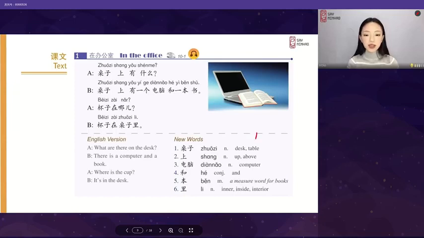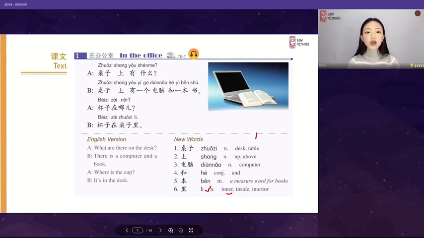桌子上有什么? 桌子上有一个电脑和一本书。杯子在哪儿? 杯子在桌子里。Okay, now let's see sentence by sentence.